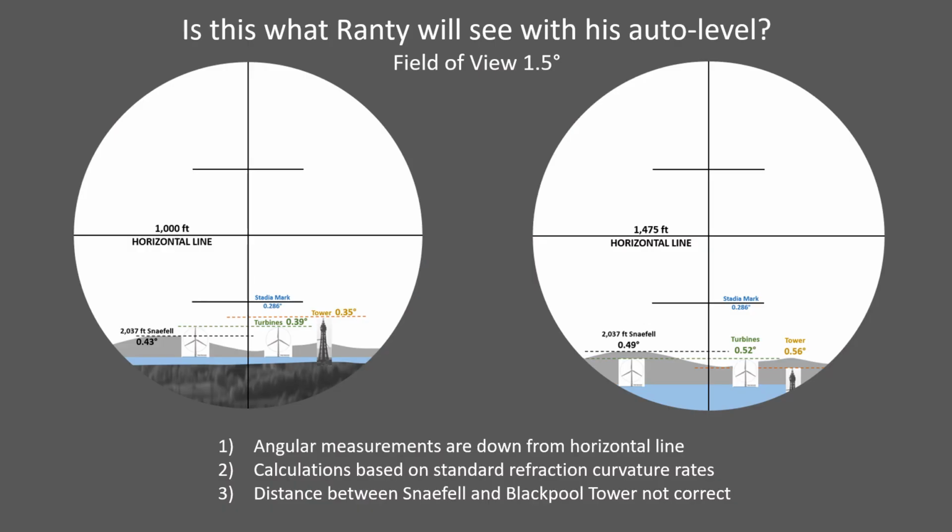So here are my predictions for what Ranty will see from both locations, and this is assuming that his auto level has a field of view of 1.5 degrees. Now the angular measurements are down from the horizontal line to the top of Snaefell, the turbines, and the tower. The calculations are based on standard refraction curvature rates, and the distance between Snaefell and Blackpool Tower is probably not correct. I just wanted them close together so you could see both of them.